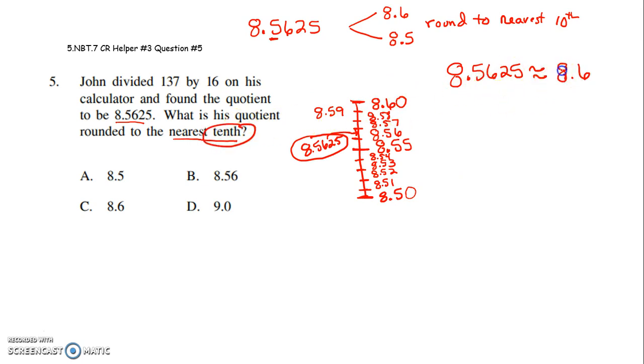Some teachers teach you a little trick. I do a visual for myself. Some teachers say underline the place value. Look to the right. If it's 5 or more, you add 1 more and then kick the rest out the door. But I personally like to do a visual for myself. That's why I do that. But either way, some teachers give you that little trick and then you can know you round it up to 8.6.